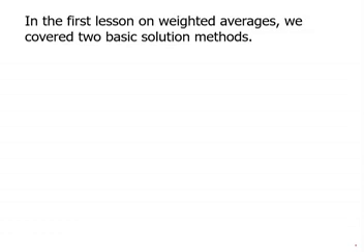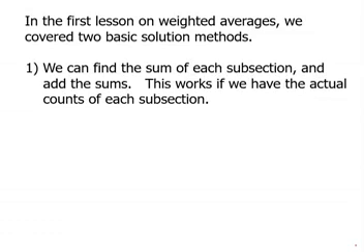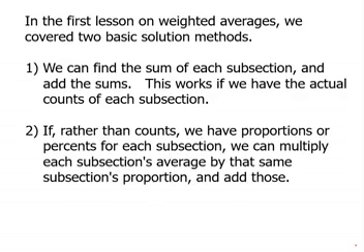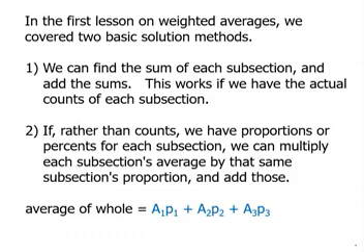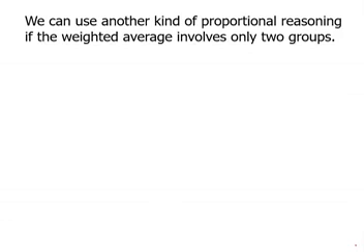So just to summarize, in the first lesson, we talked about 2 basic methods. We can find the sum of each subsection and add the sums. This works if we have the actual counts of the sums. If rather than counts we have proportions or percents for every subsection, we can multiply each subsection's average by those same subsection proportions and add those. And so we saw this formula in the first video. So again, those are the very straightforward methods.